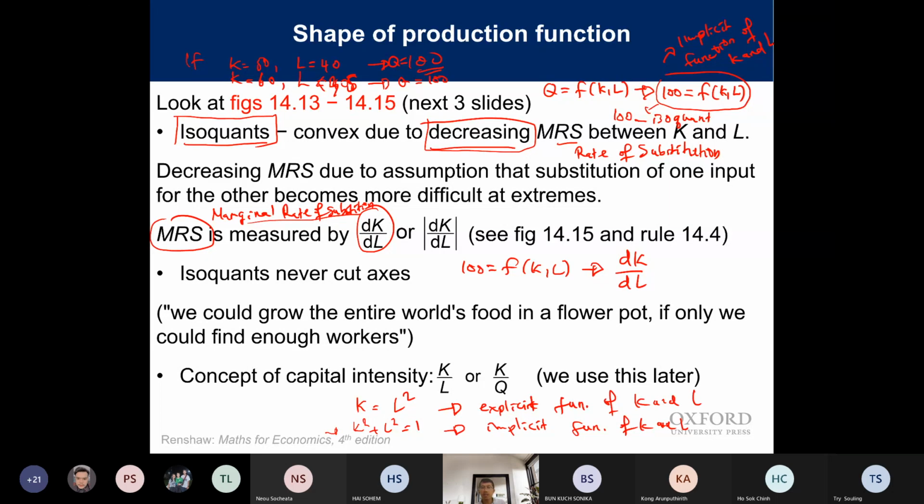We want to know how much K is going to be replaced by a certain change of L, right? Just like here, 10 K will be replaced by 5 L. Okay, so this is a measure of substitution. Yes, so these are some concepts related to production functions.